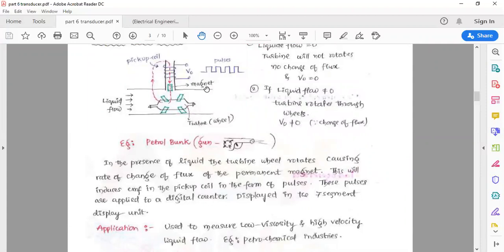V naught means output voltage. Now this principle is used in the petrol pump. We have a petrol pump nozzle. That nozzle will show the flow using this type of transducer.